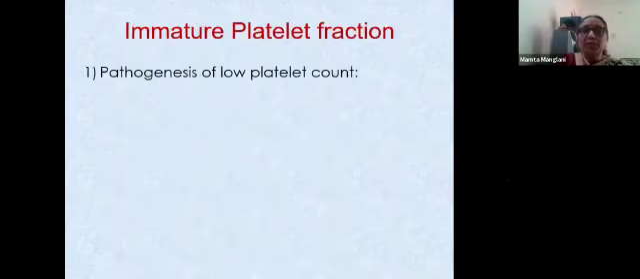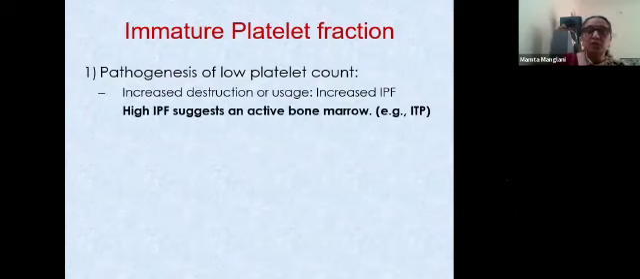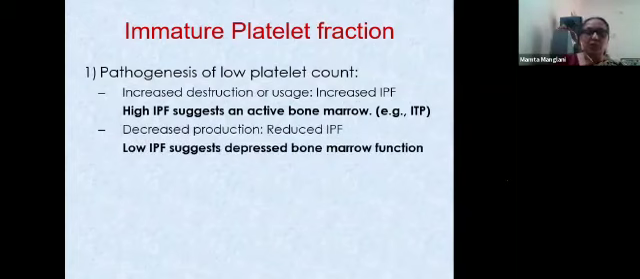Coming to immature platelet fraction, of course, in low platelet count, when there is increased destruction or utilization of platelets, then increased IPF will be seen. So it suggests a marrow which is producing, but has a destruction happening at the peripheral level, like ITP or hypersplenism. Whereas when you have decreased production, you'll have a reduced IPF.